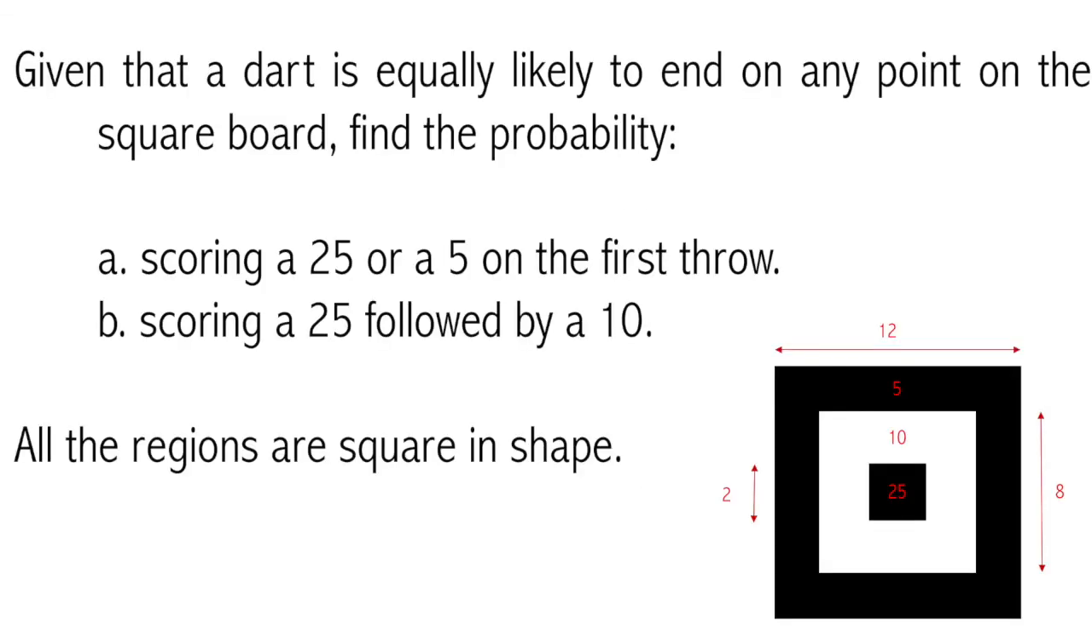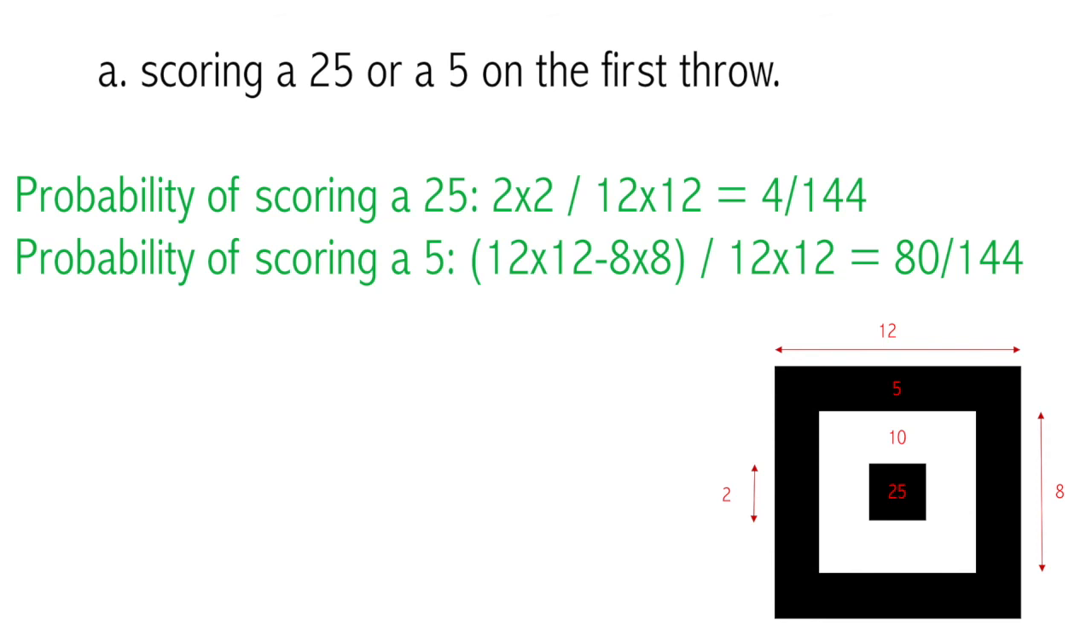So let's take this question. Given that a dart is equally likely to hit any point on the square board, these are the dimensions. Find the probability of scoring a 25 out of 5 on the first throw, and scoring a 25 followed by a 10, right? So let's do the first part first, scoring a 25 out of 5 in the first throw. So let's find the probability of scoring a 25.